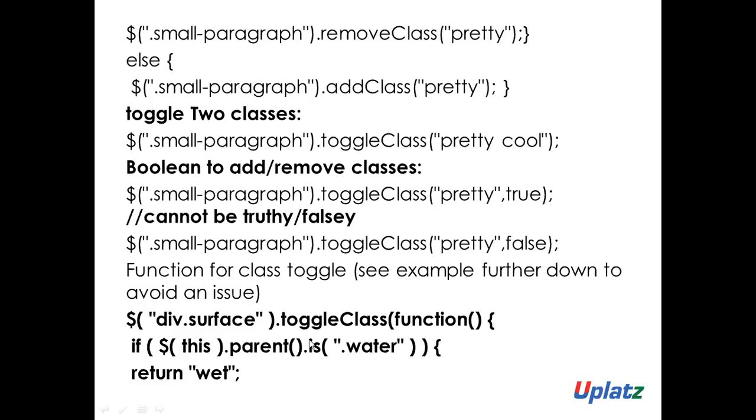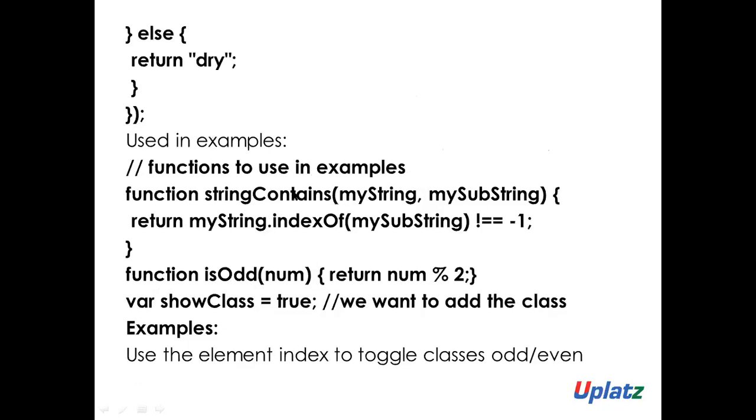So div.surface with a toggleClass function. If the parent is wet, I will return "wet", else I will return "dry". This is used in the examples. The function used in the examples is stringContains(myString, mySubstring). I'm just returning myString.indexOf(substring) not equal to -1. The function isOdd means I can just return myNum. Otherwise, we want to add a class to that. So that is the main thing.